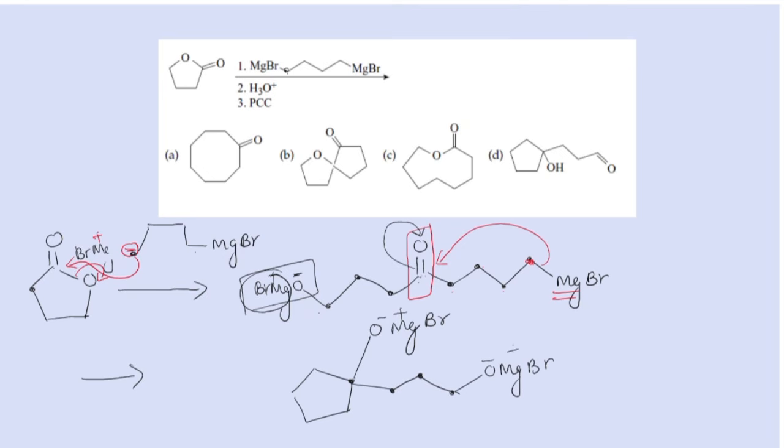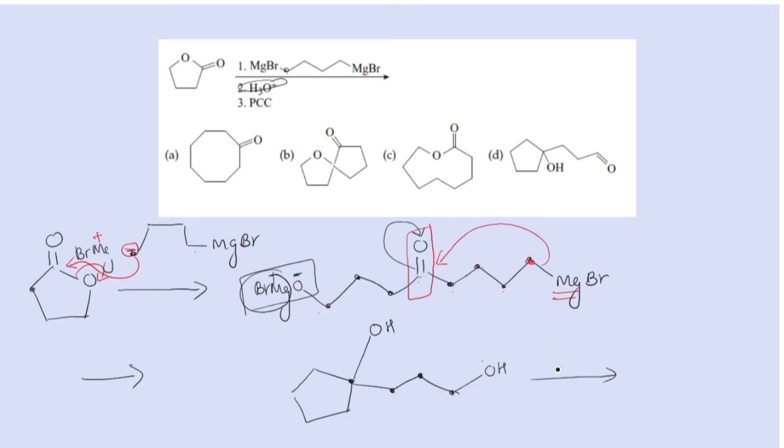What should happen in the next step? There is a hydrolysis. So hydrolysis means what? You are trying to replace this MgBr by proton. So you are going to get the corresponding alcohol. So we can write this in this step itself, right?